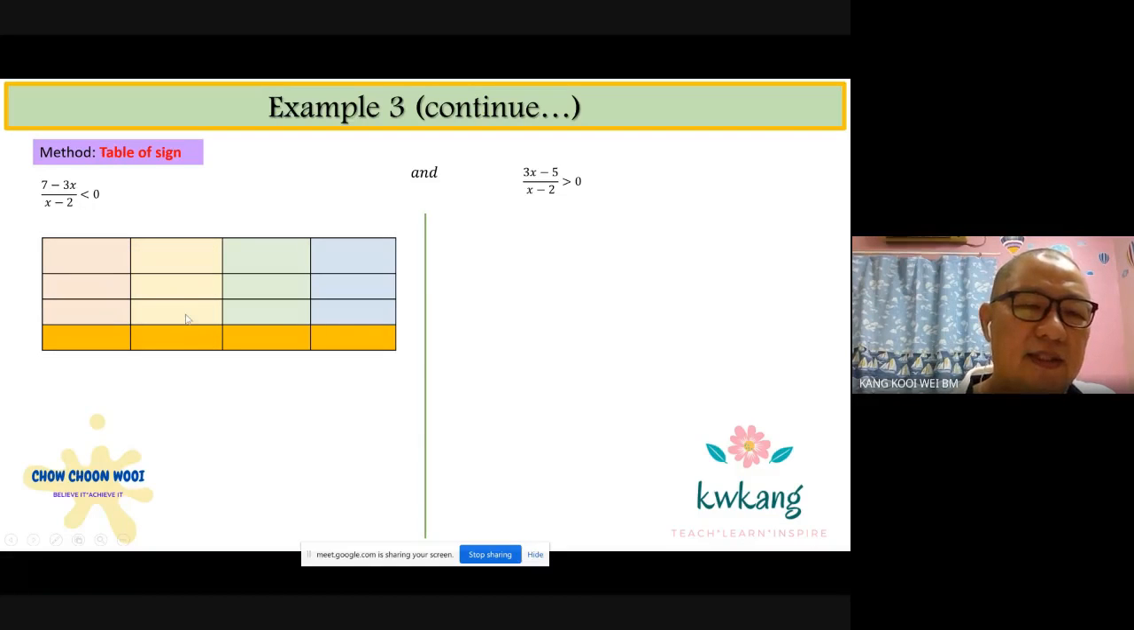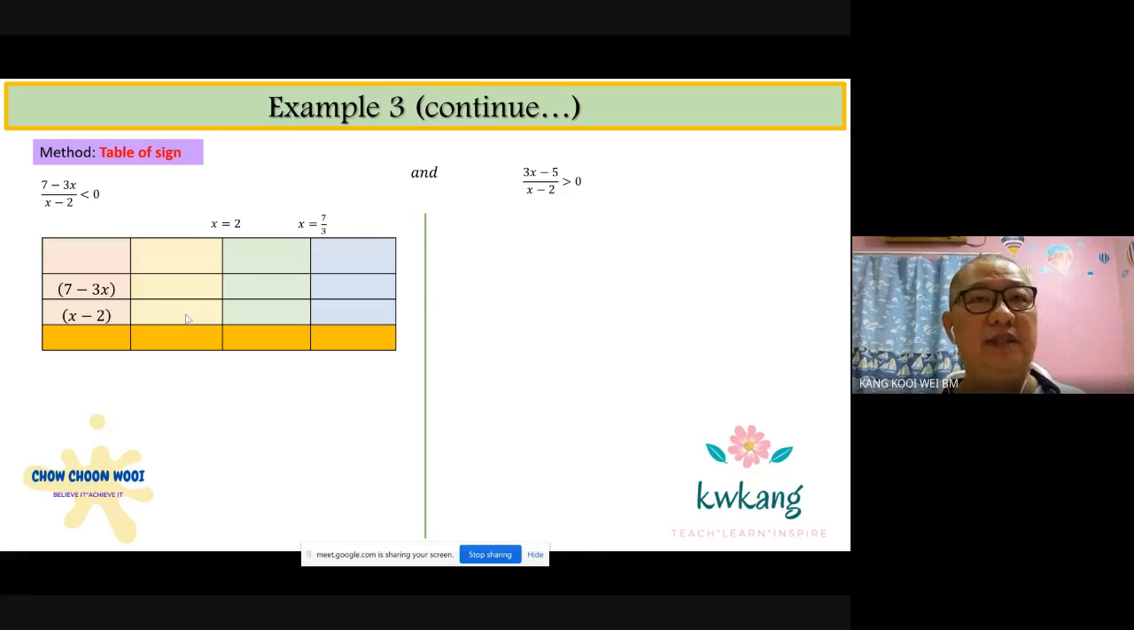The first one, 7 minus 3x, x minus 2. Then this is x equals 2 and the other one x is 7 over 3. 7 over 3 is actually 2 and 1 over 3.